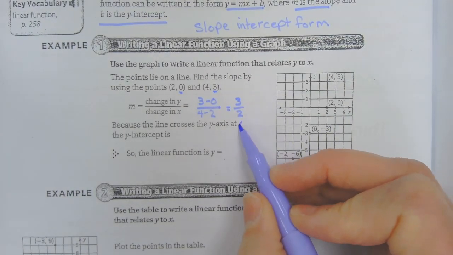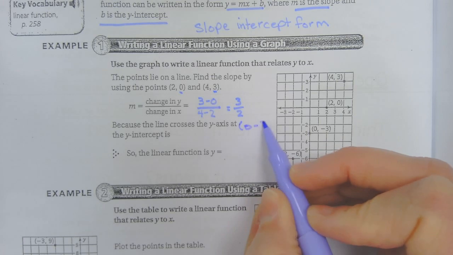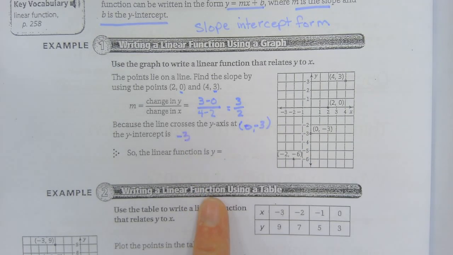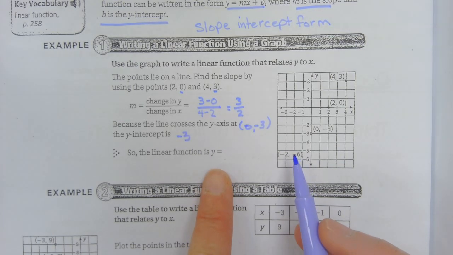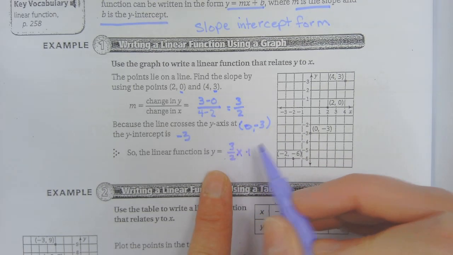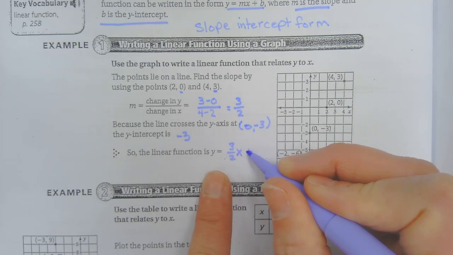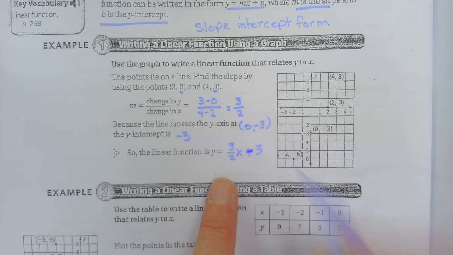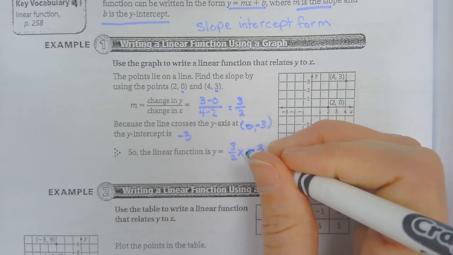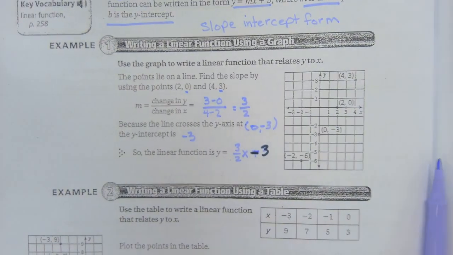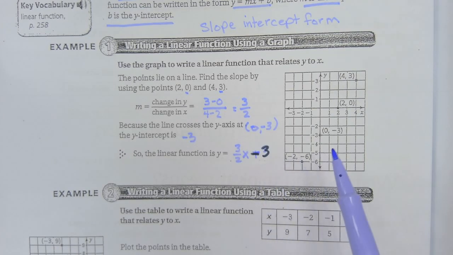Because the line crosses the y-axis at (0, negative 3), the y-intercept is negative 3. So the linear function is y equals, my slope is 3 halves x, oh, sorry, not plus, minus 3. So that should be a minus, not a plus, okay? And so just like we learned earlier, that's how we would do that.